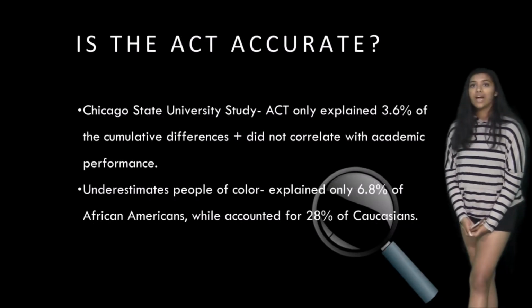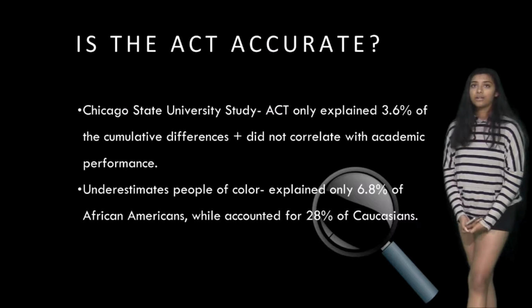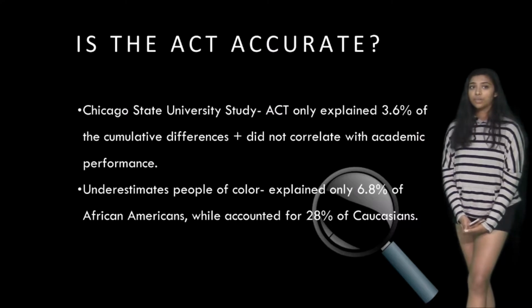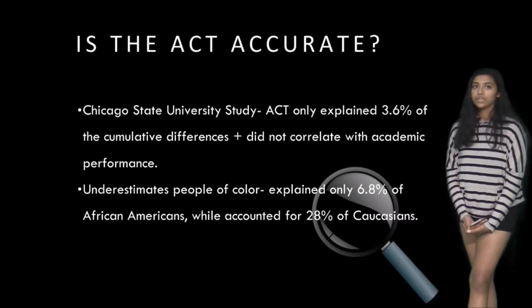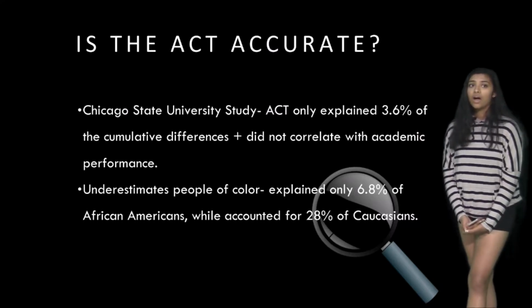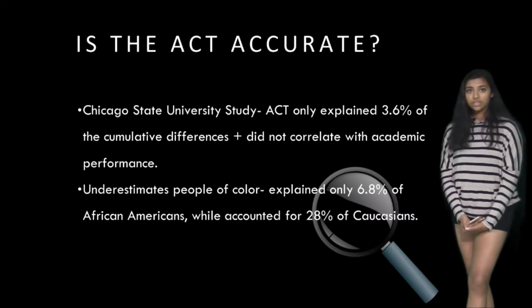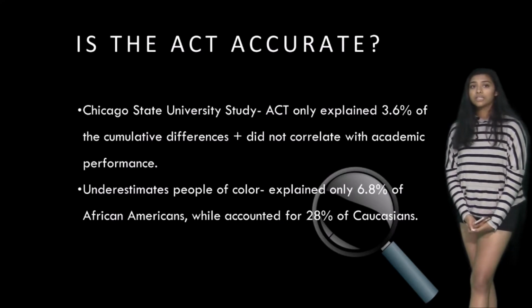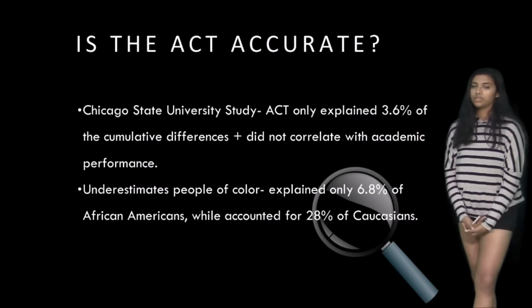So is the ACT accurate? A test conducted by Chicago State University showed that the ACT only explained 3.6% of the cumulative differences, and it did not correlate with academic performance. And another test that was conducted out of Southeastern University showed that it underestimated people of color because it only explained 6.8% of scores for African Americans, while it explained 28% of scores for Caucasians.